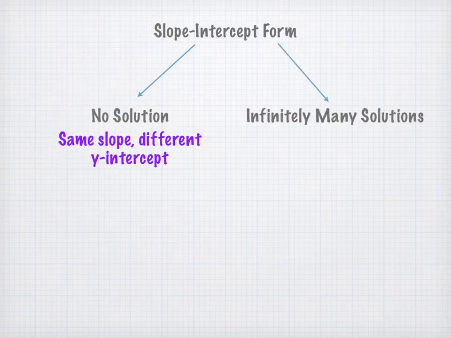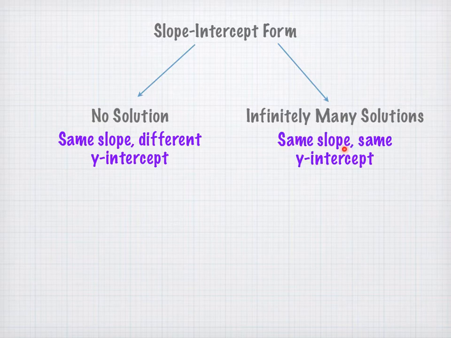On the flip side to that, they would be infinitely many solutions if they still had the same slope, but this time their y-intercept would have to be the same as well. Because remember, this infinitely many solutions comes up when they're really the same line, one on top of the other.